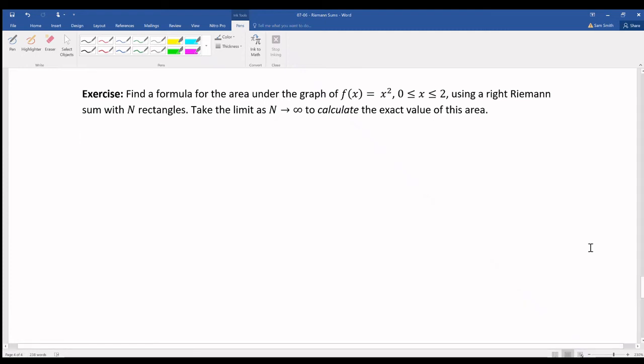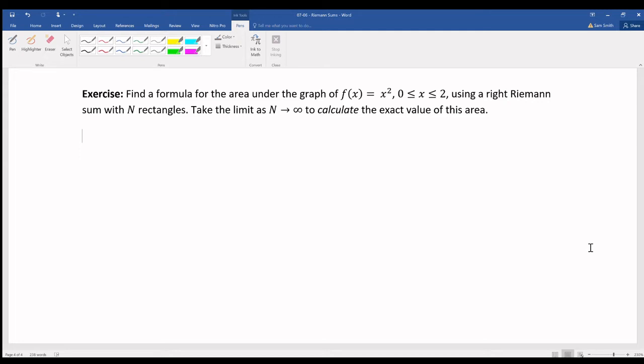So let's consider the same function as before, f of x equals x squared, over the same interval, 0 to 2. But instead of taking a right Riemann sum with exactly 10 rectangles, let's take a right Riemann sum with an arbitrary, unknown number of rectangles. Let's just call it capital N. Let's find a formula for the estimate given for us for the area by this Riemann sum.